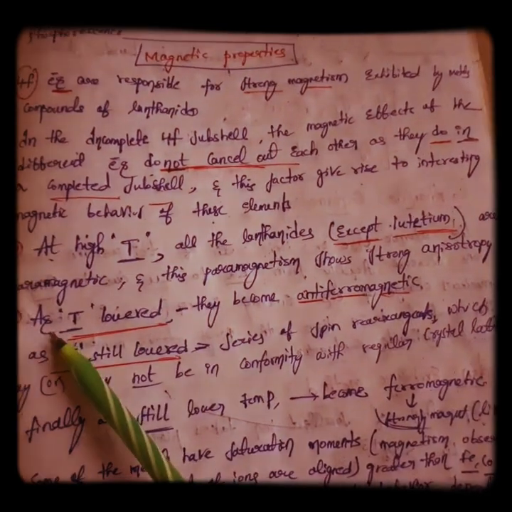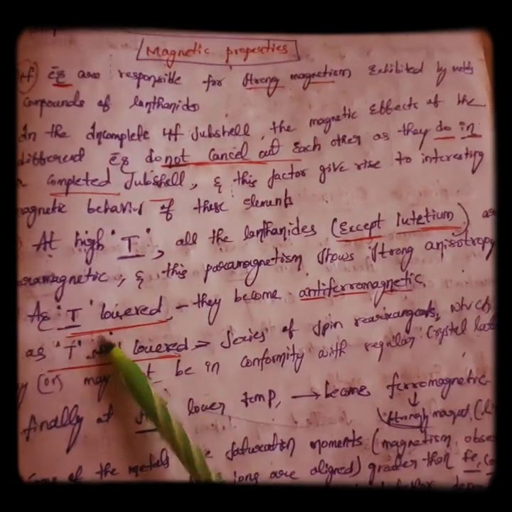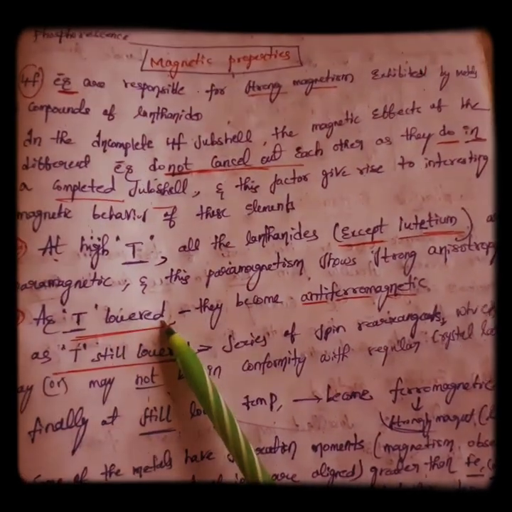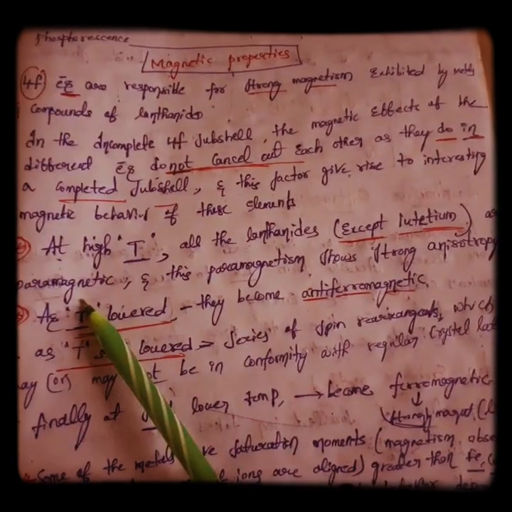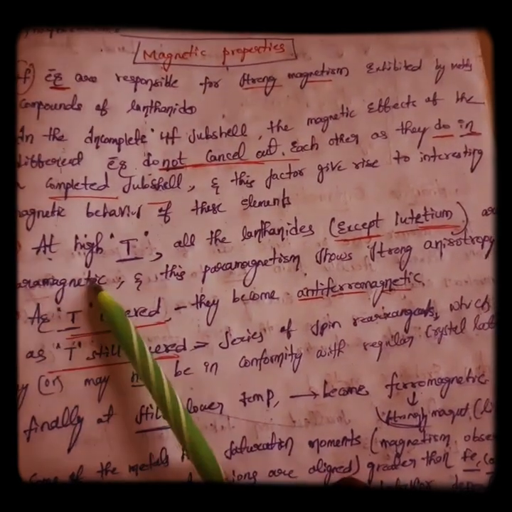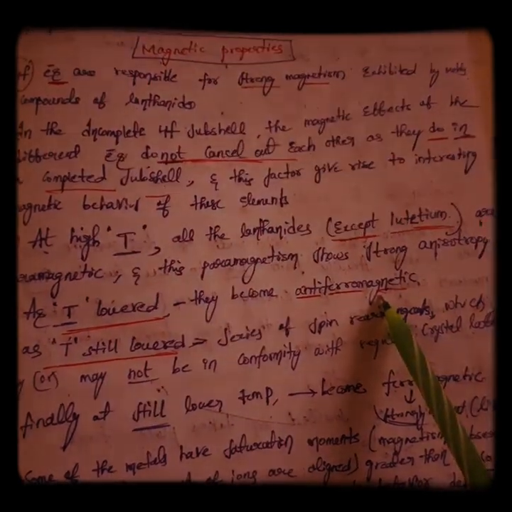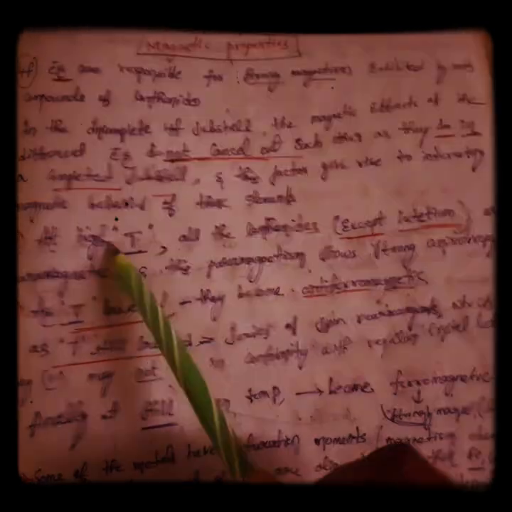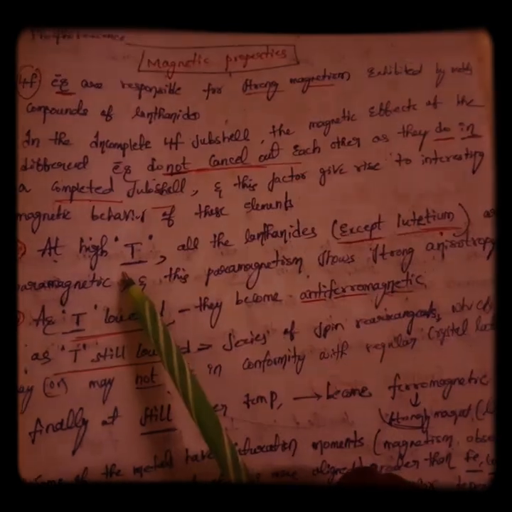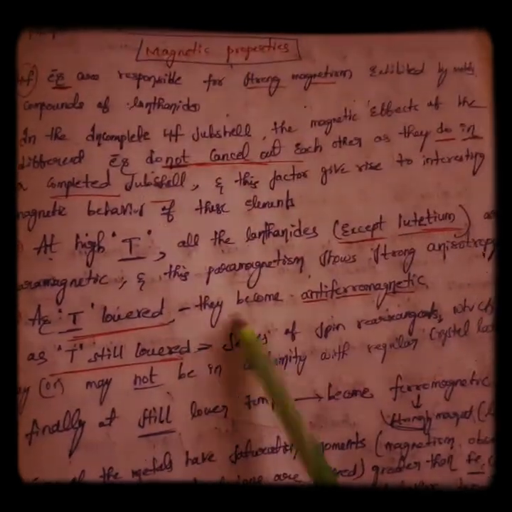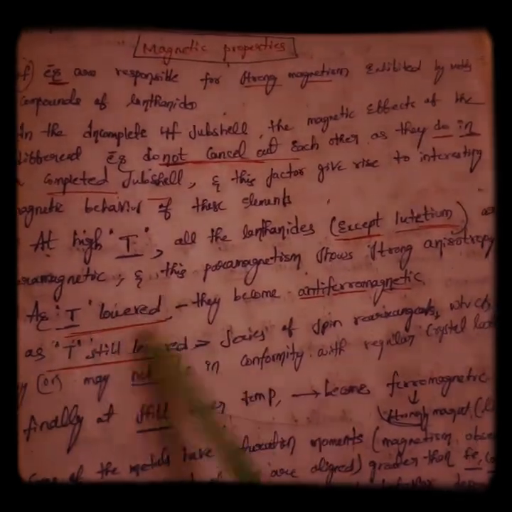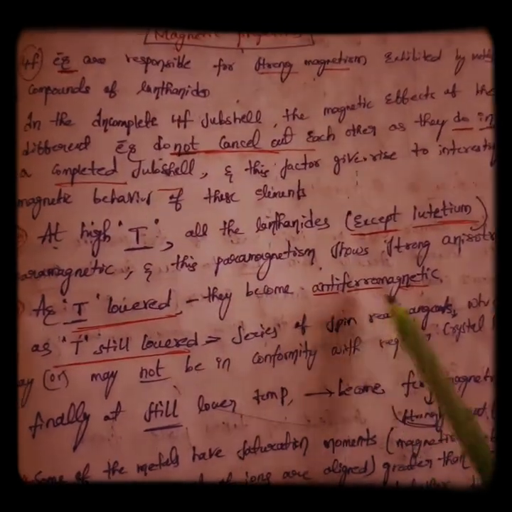Next, as the temperature is lowered, this paramagnetism becomes antiferromagnetic. Very important, friends. At high temperature it is paramagnetic. At low temperature, as the temperature is lowered, they become antiferromagnetic.